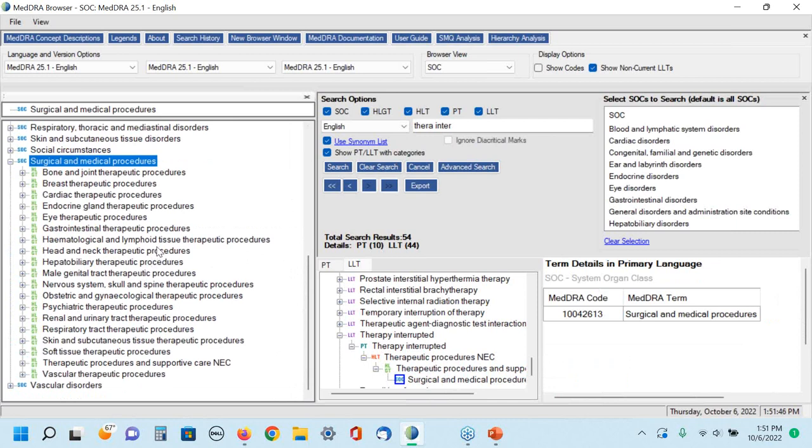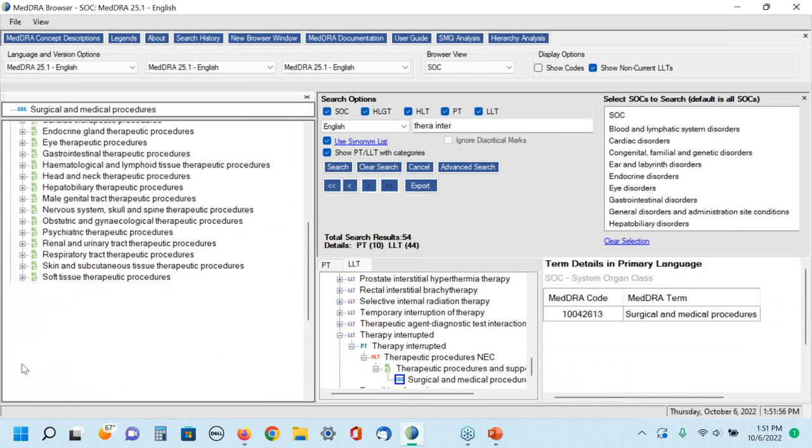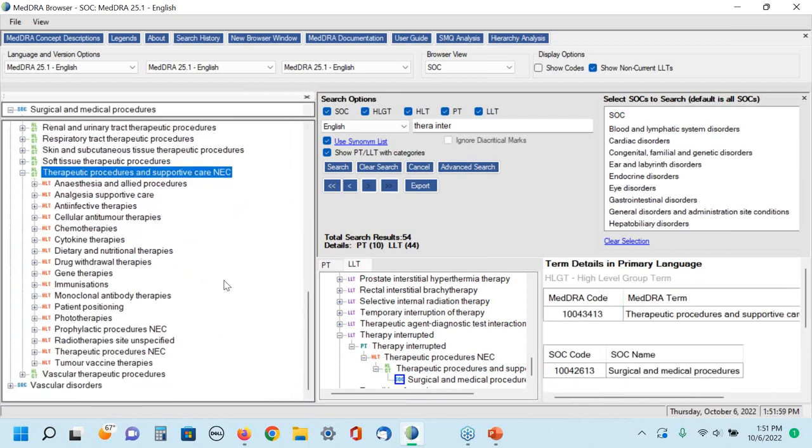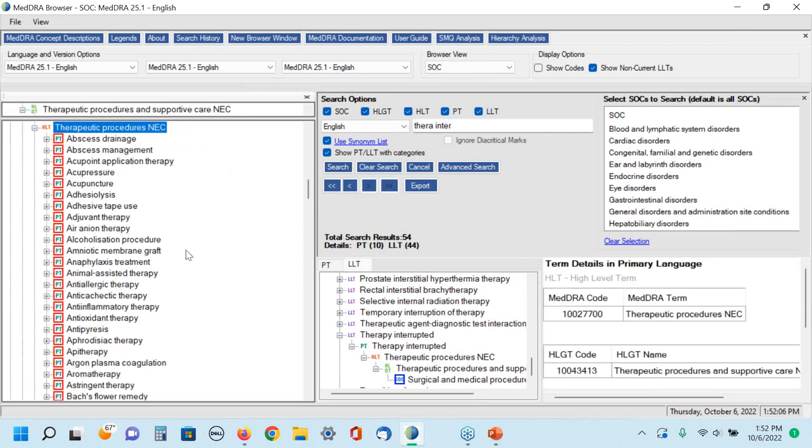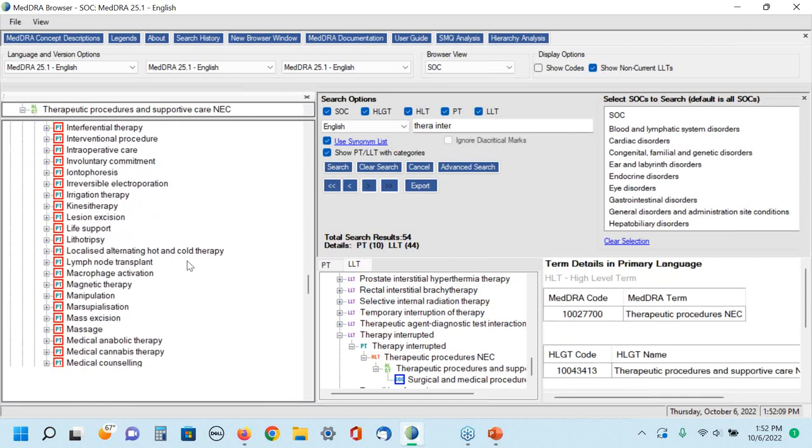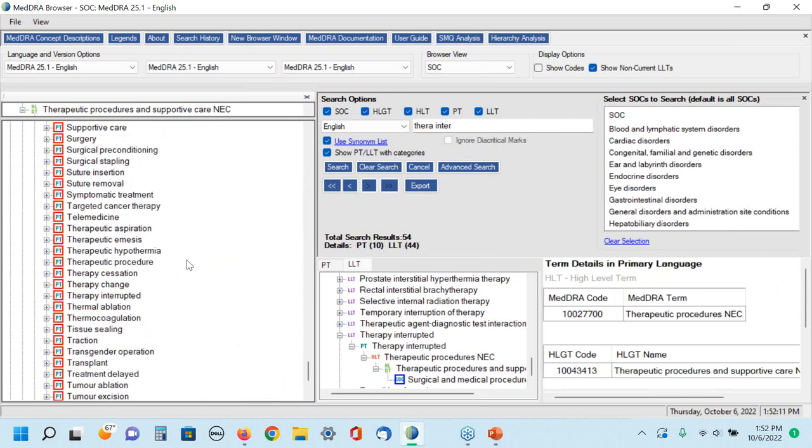And when I do that, eventually what I'm going to do is go into this HLGT, which is therapeutic procedures and supportive care, not elsewhere classified. I'm going to open that up. And then I'm going to find this particular HLT, which says therapeutic procedures, not elsewhere classified, and eventually find these PTs. Now, my interpretation of this particular narrative was that something happened where therapy was interrupted. And so I'm going to focus on this PT, therapy interrupted.